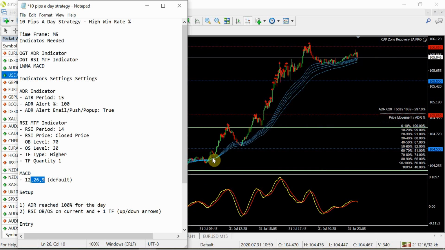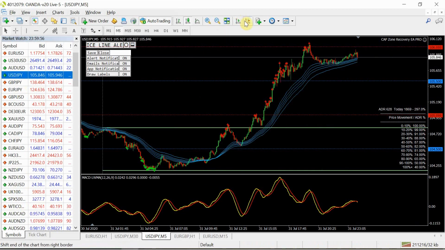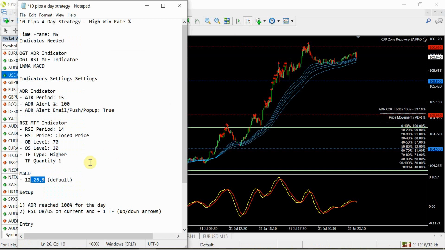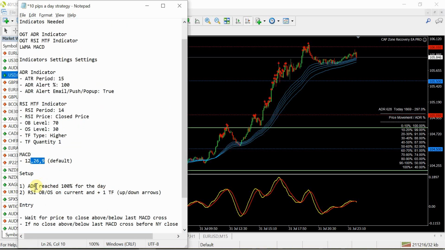So there's two main key criteria that we're looking for as part of a setup. So the first one I've already mentioned is for the ADR to reach 100% for the day. Now, the reason why we're doing that is this strategy is a counter trend strategy. So we're looking for little pullbacks or full reversals of this strategy.